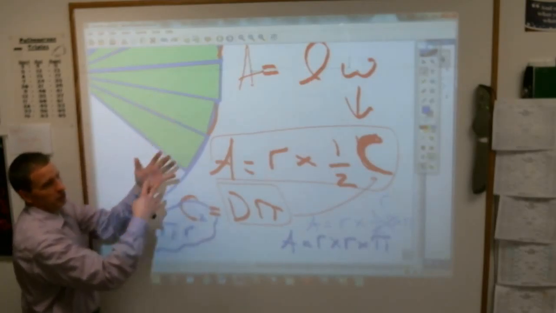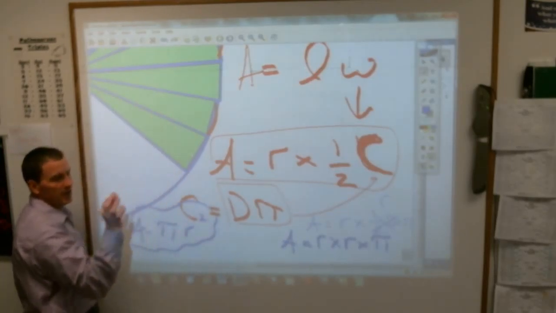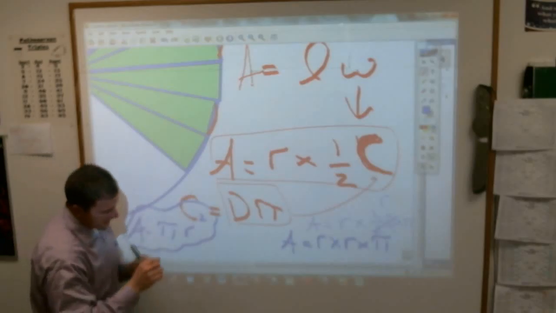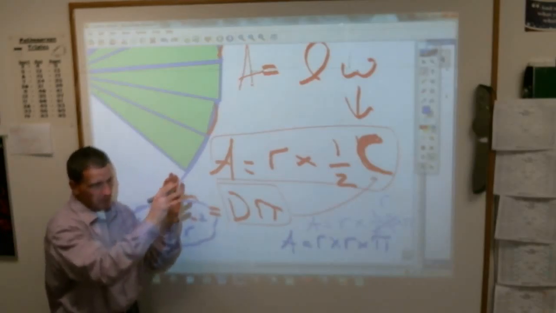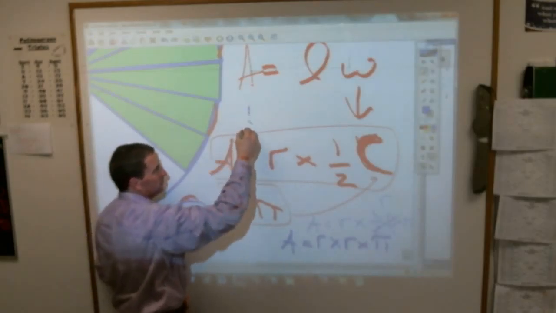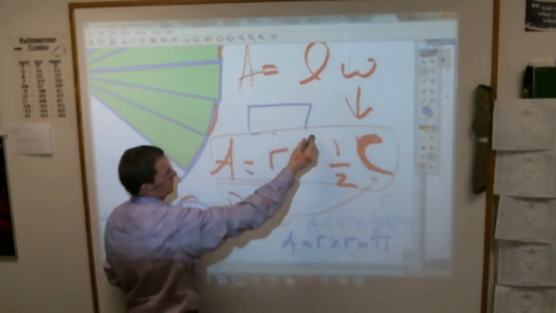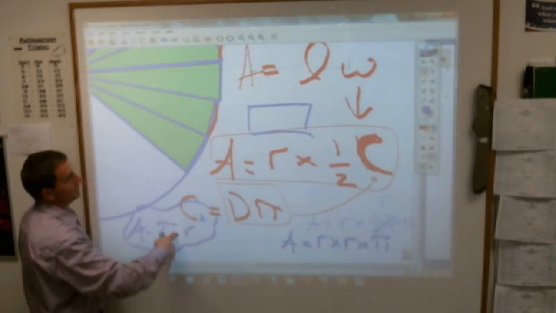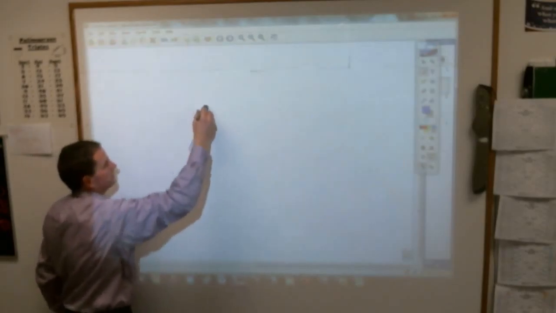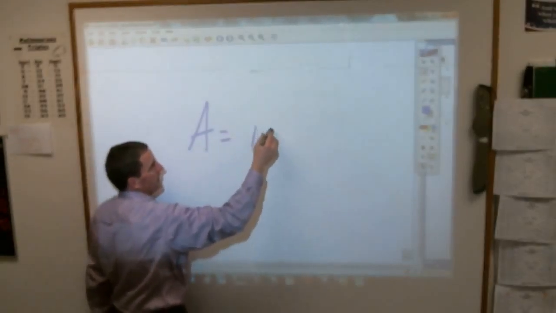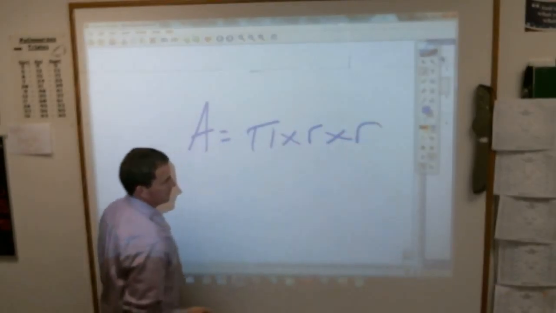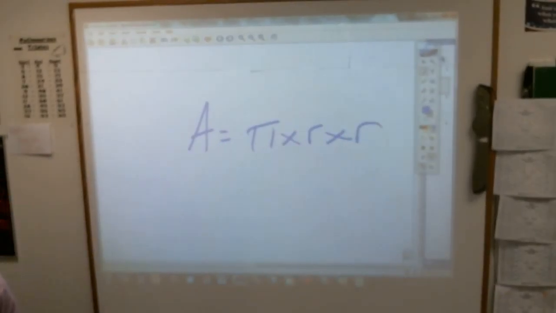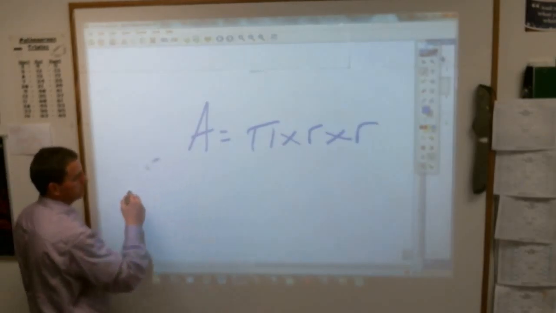They took a circle and cut it into really small pieces. If you could do it in super tiny pieces and change them and flip them and put them all up, it would end up being a perfect rectangle, in which case this formula is good. So area equals pi times radius squared, or pi r squared. So all you need to know is the radius of a circle.